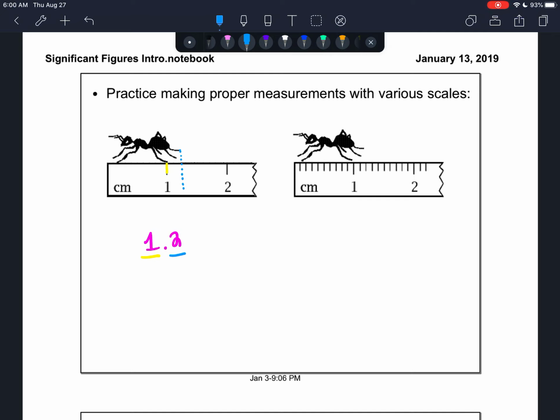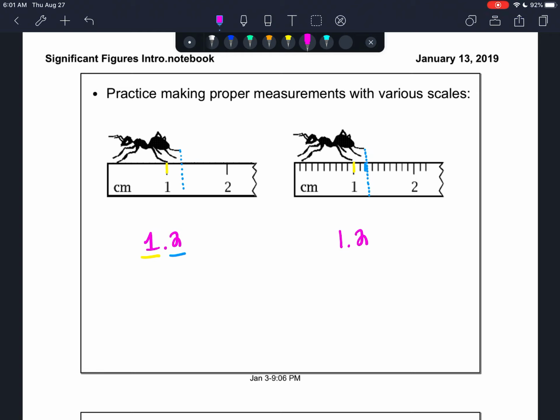So let's move on to the other ruler on the right. I've got the same ant with a ruler that's got more tick marks. So I'm going to figure out, what do I know for sure? I know for sure that this ant is at least 1 tick mark long, or 1 centimeter long. I'm going to have to estimate with a blue dotted line. It looks like it comes just past that 1.2 tick mark, but I'm going to have to estimate it. It looks like it comes right past that 1.2 tick mark. So I know for sure he's 1.2.